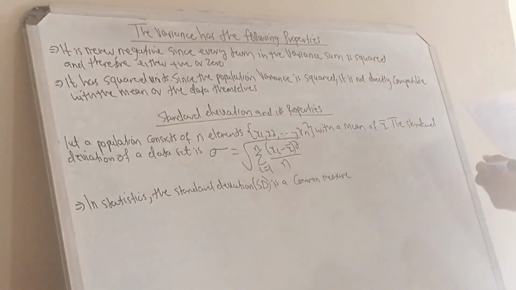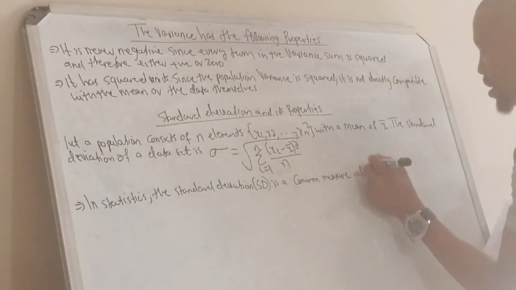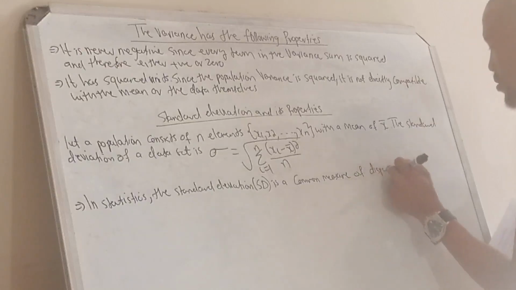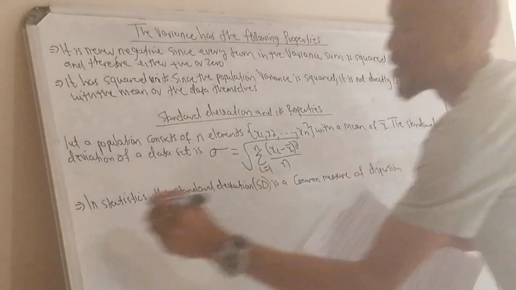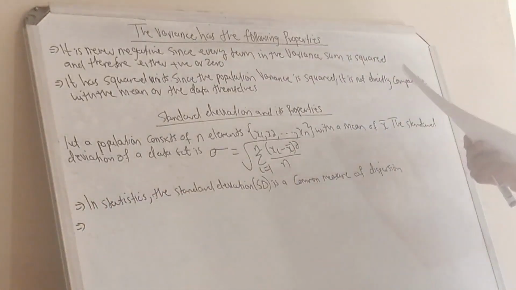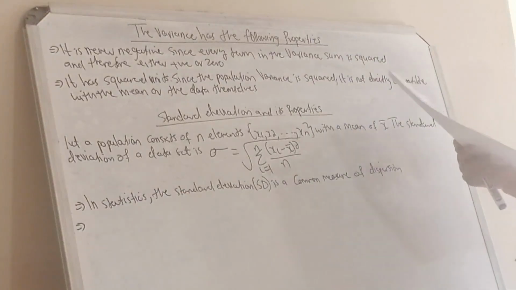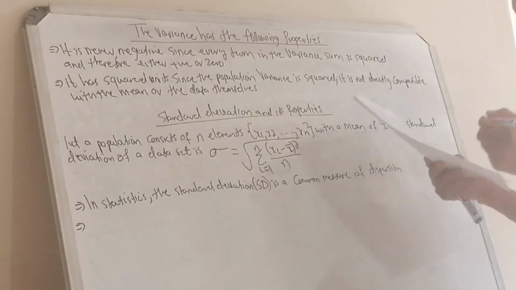This is a common measure of dispersion. In statistics, whenever you calculate the standard deviation, you are in fact calculating a common measure of dispersion. We looked at and explained what dispersion is before I erased the board. We already dealt with that. Standard deviation measures how spread out the values in the data are around the mean.